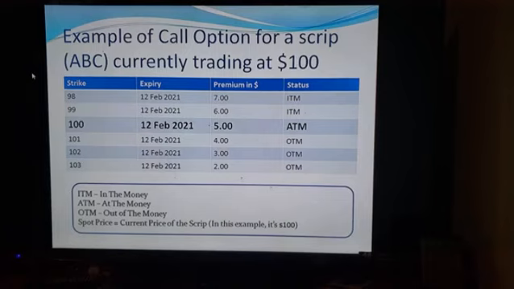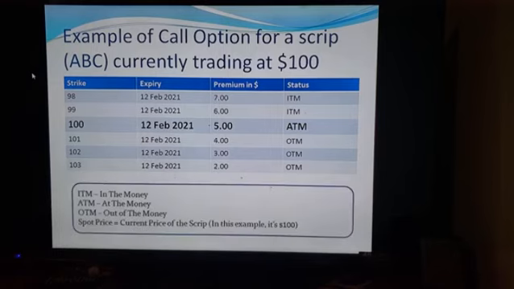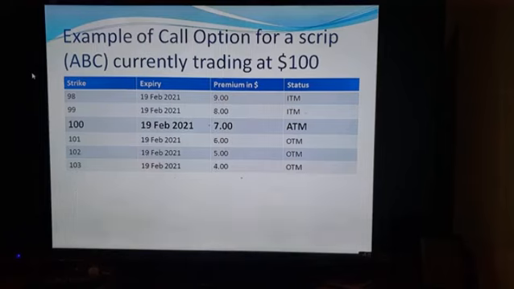Okay, so here I am saying the premium is 5, 4, 3. So when you buy this contract, you have to pay 500, 400, 300. It might be in decimals also, like 5.25. Then you have to pay $525, like that. There is another example of the call options. The change from the previous slide to this slide is the expiry. The previous slide was 12th February, which is 4 weeks ahead of now. This is 19th February, which is 5 weeks ahead of now.